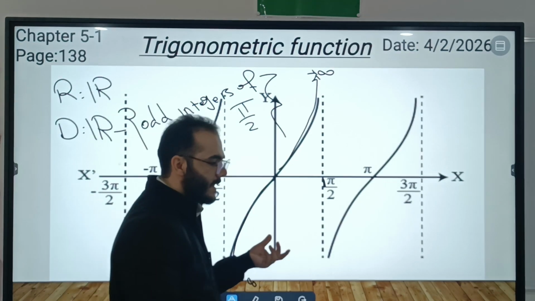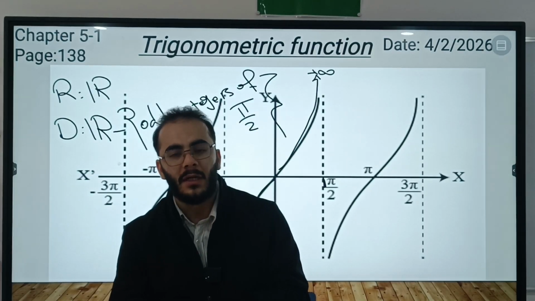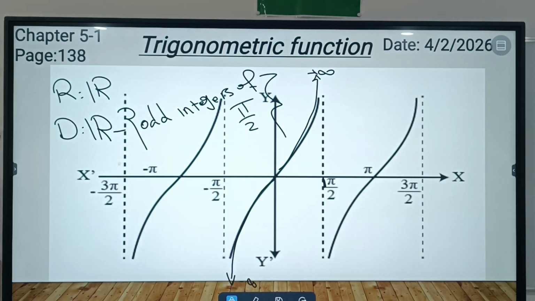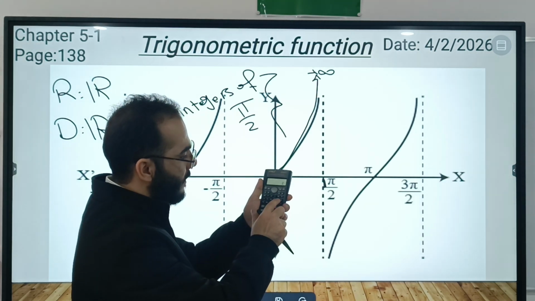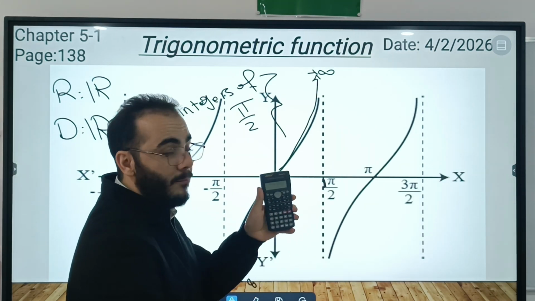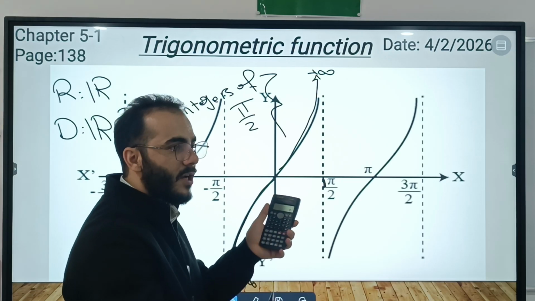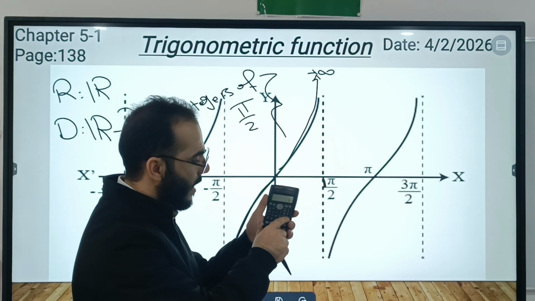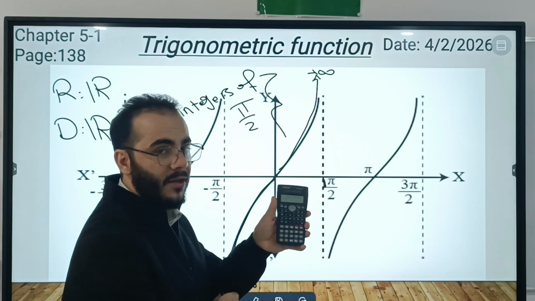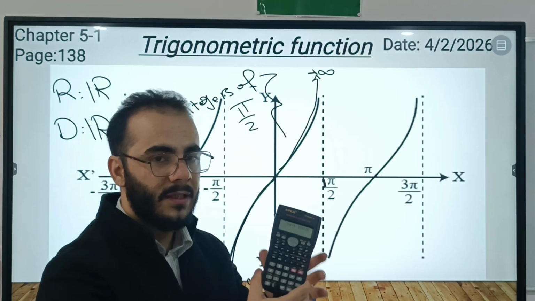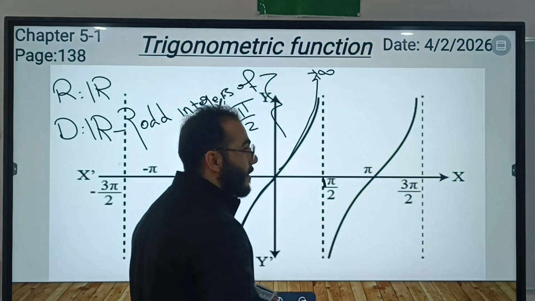For instance, pi over 2, we said that it equals 90 degrees. So just go and enter it into the calculator. Look, tan 90, math error, which means it doesn't exist. And 3 times 90 is equal to 270. So tan 270, math error, doesn't exist. I hope that you can see it. Yes, since we have got math error, it means it doesn't exist.